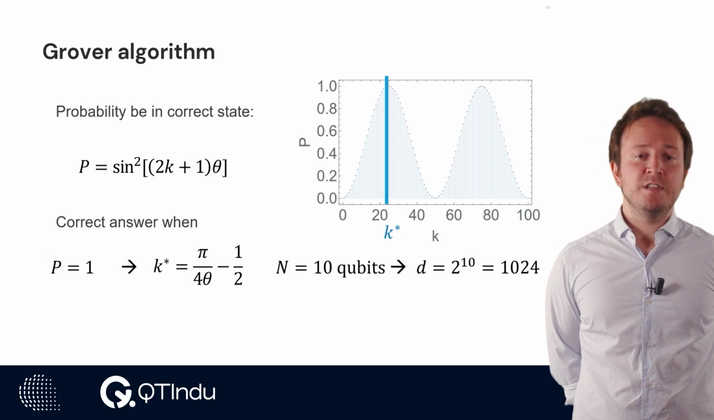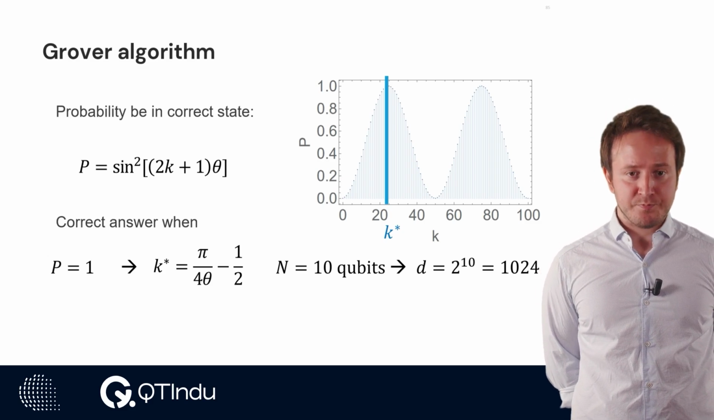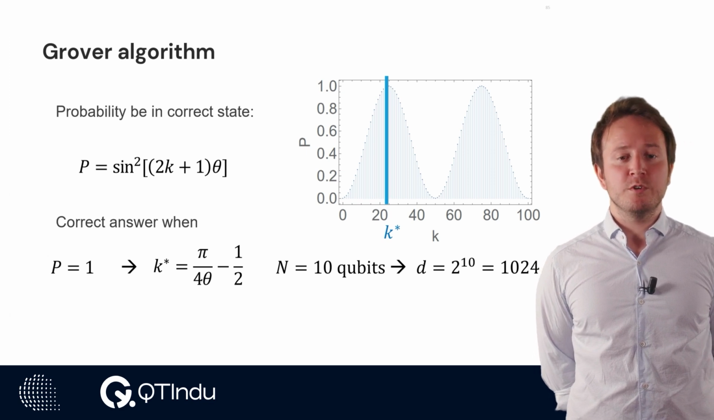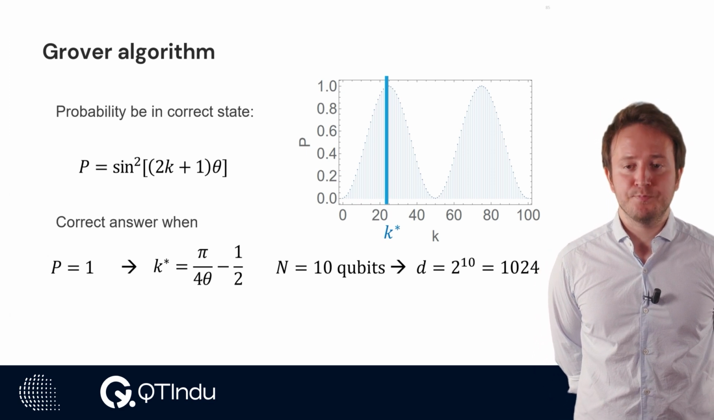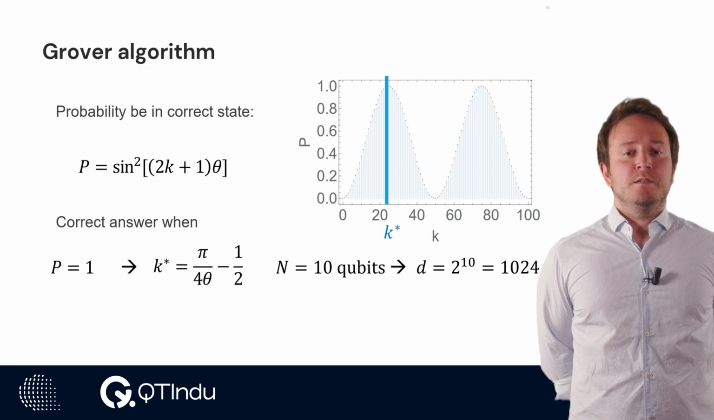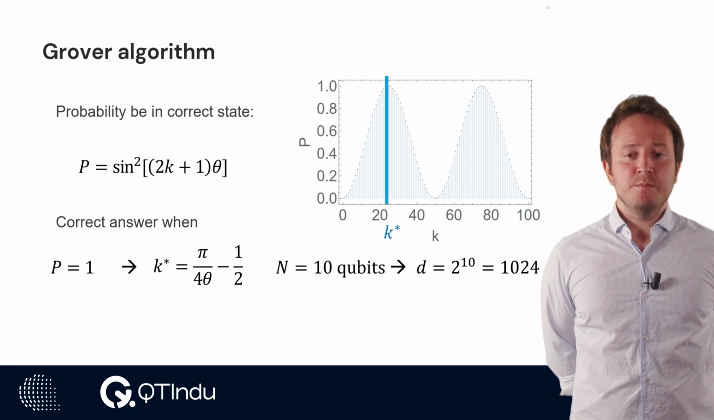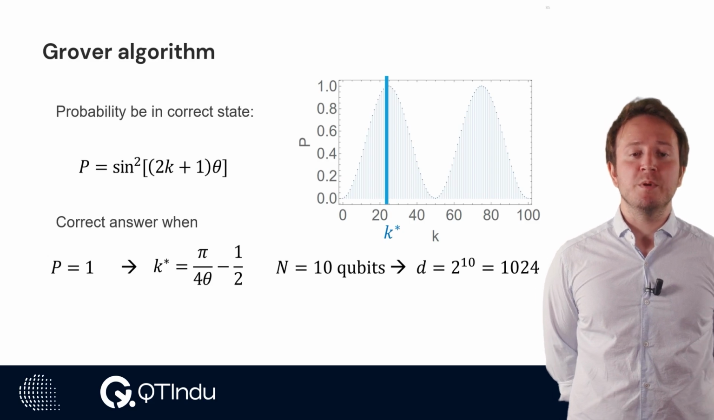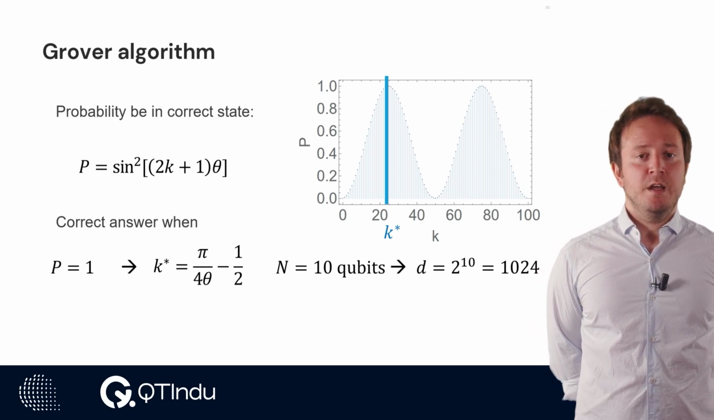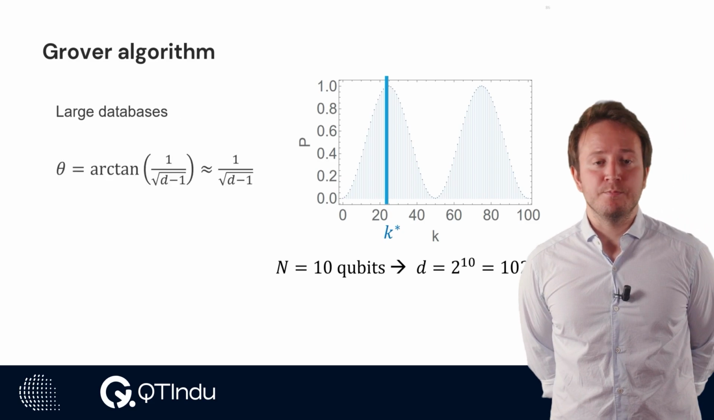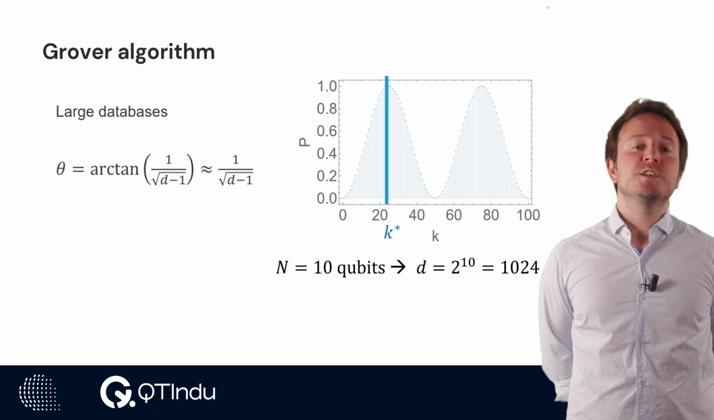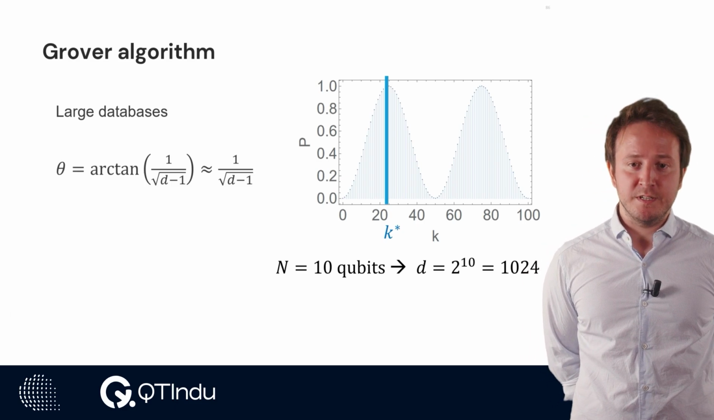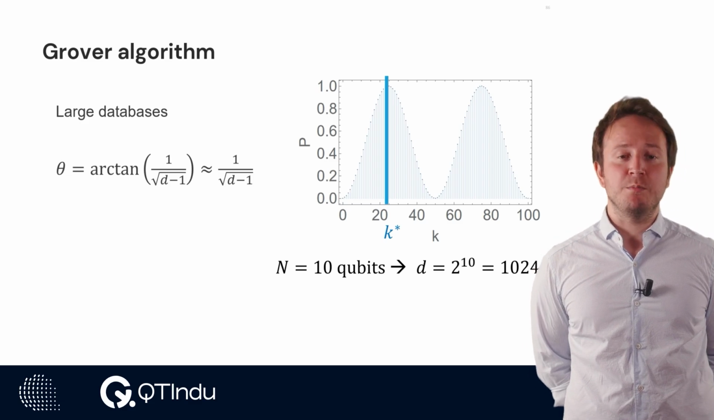And this is given by an iteration k star that is given by pi over 4 theta minus 1/2. For this iteration, we will get the correct answer with probability 1. However, there are some caveats here. In particular, the number of iterations is just an integer number.